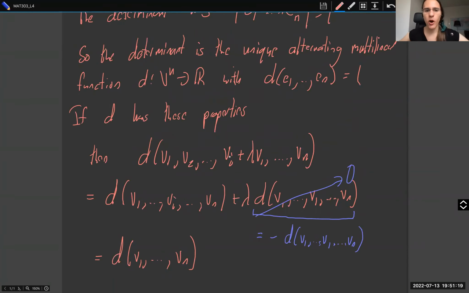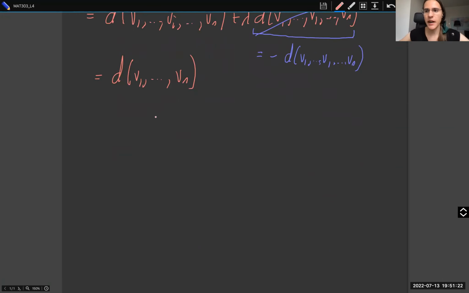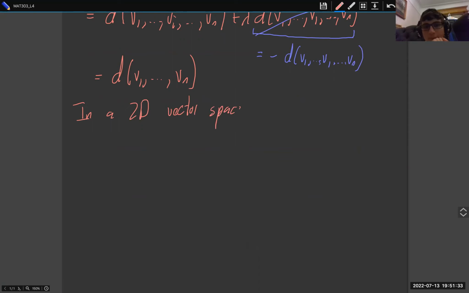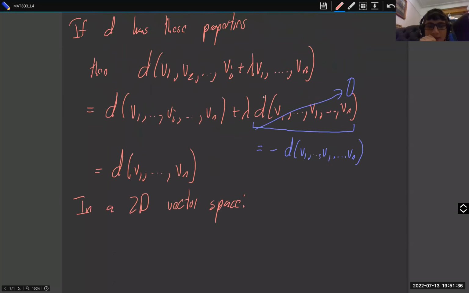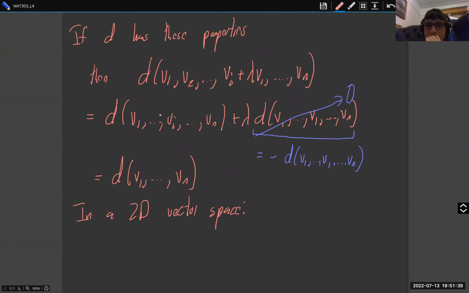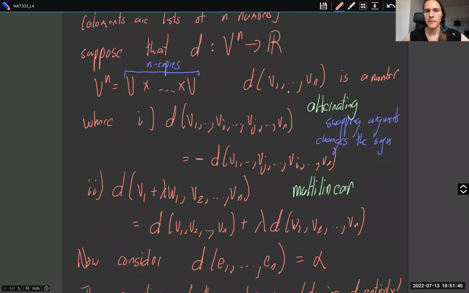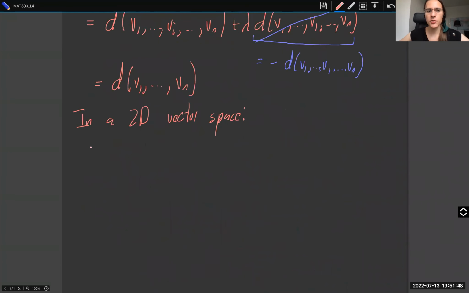Okay, so let's use these properties to figure out what the determinant should be in the case of a two-dimensional vector space. When you're listing D of V1 to Vn, are we imagining each of the V's as columns or as rows? Each of the V's is going to be a column. So in a two-dimensional vector space, the determinant is going to be the determinant of two column vectors.